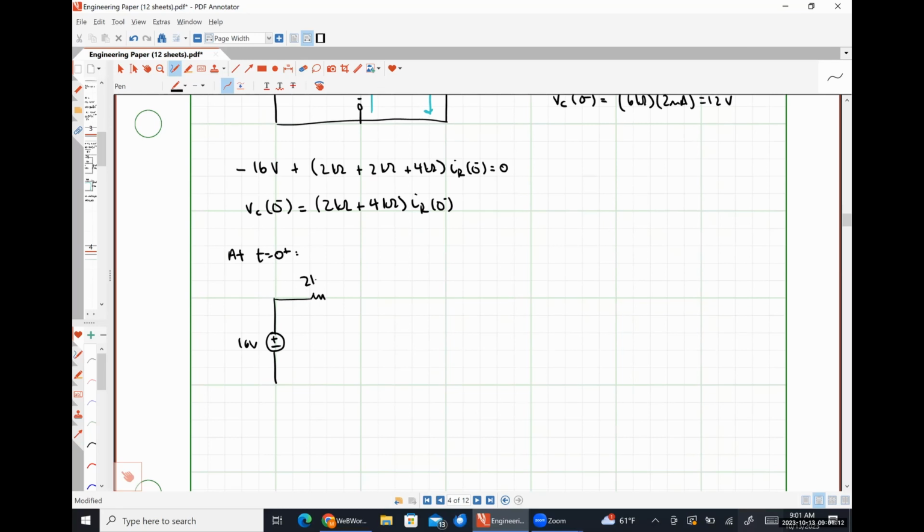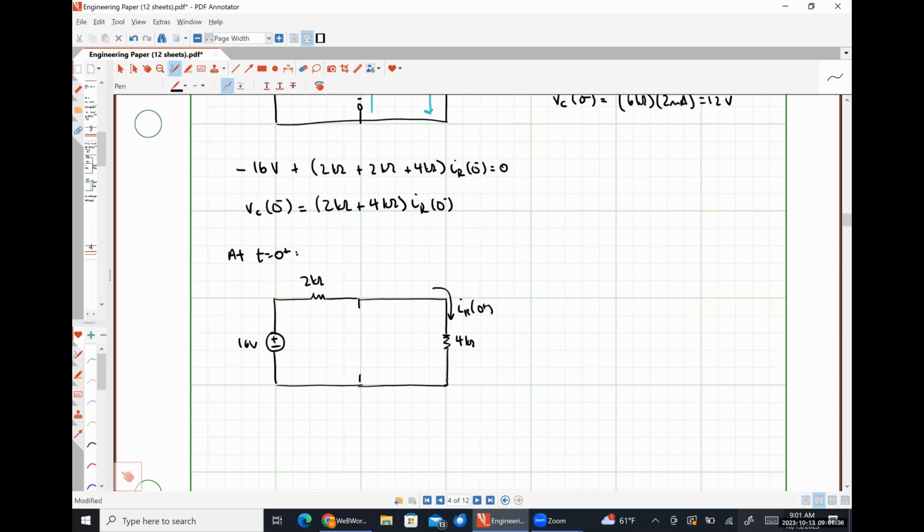Two kilo ohm resistor right here. I'm leaving this path down here blank for now because you guys are going to tell me what that's going to be in a moment. Here's my 4 kilo ohm resistor through which my current IR at 0 plus is flowing. What's my capacitor supposed to look like here?